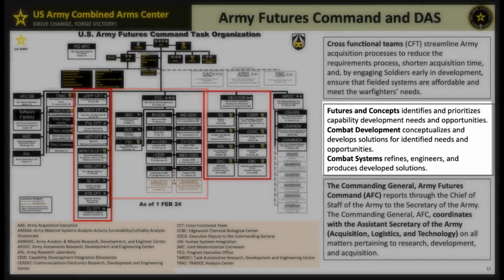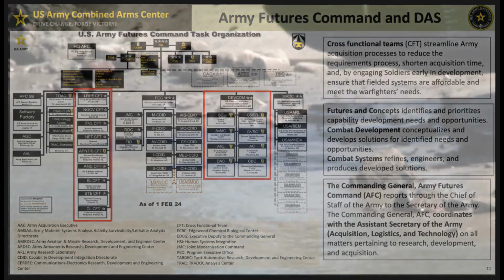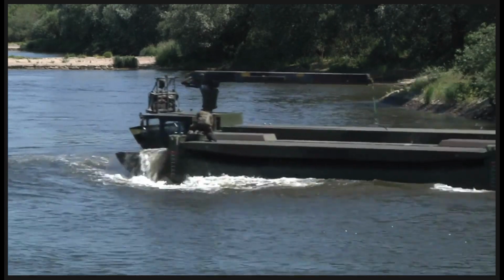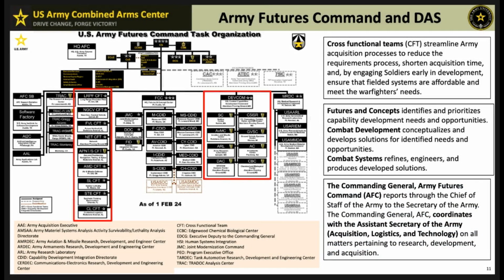Futures and concepts. In this case, the AFC identifies and prioritizes capability development needs, while combat development conceptualizes solutions, and combat systems refines and engineers these solutions. So the commanding general of AFC reports directly to the Chief of Staff of the Army and coordinates with the Assistant Secretary of the Army for Acquisition, Logistics, and Technology on all matters related to research, development, and acquisition. This structure enables AFC to play a central role driving innovation and accelerating the delivery of capabilities within the Army's acquisition framework.